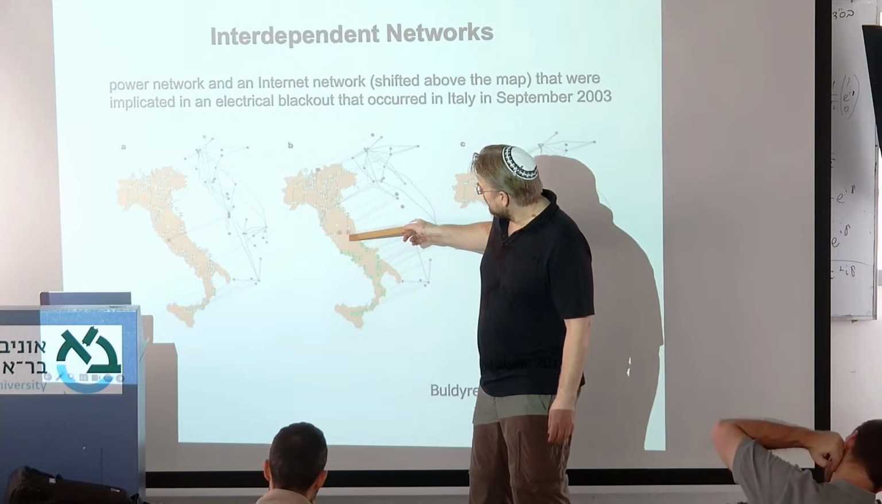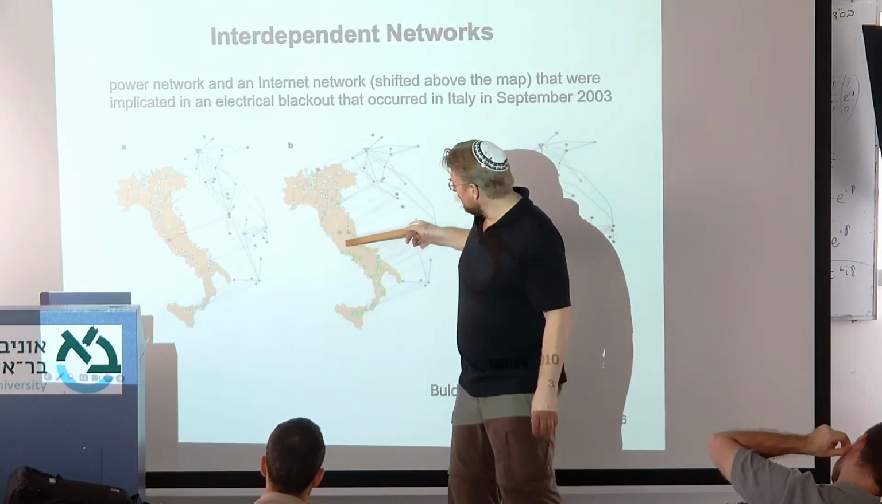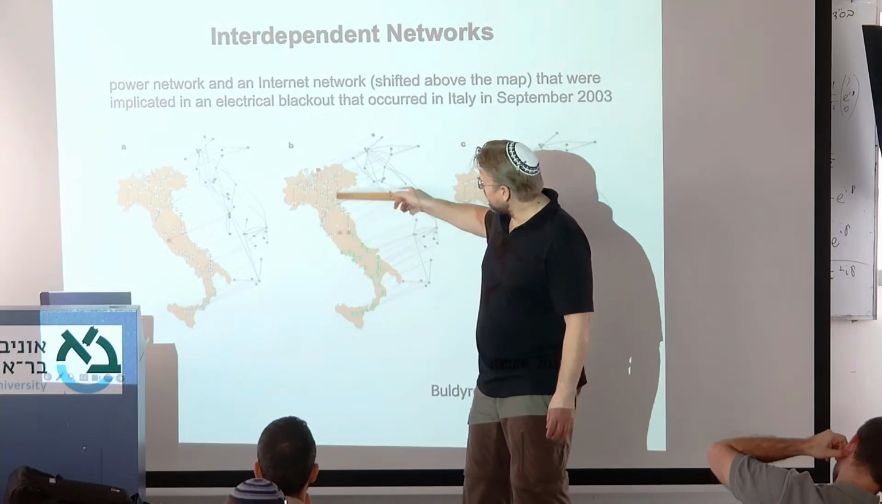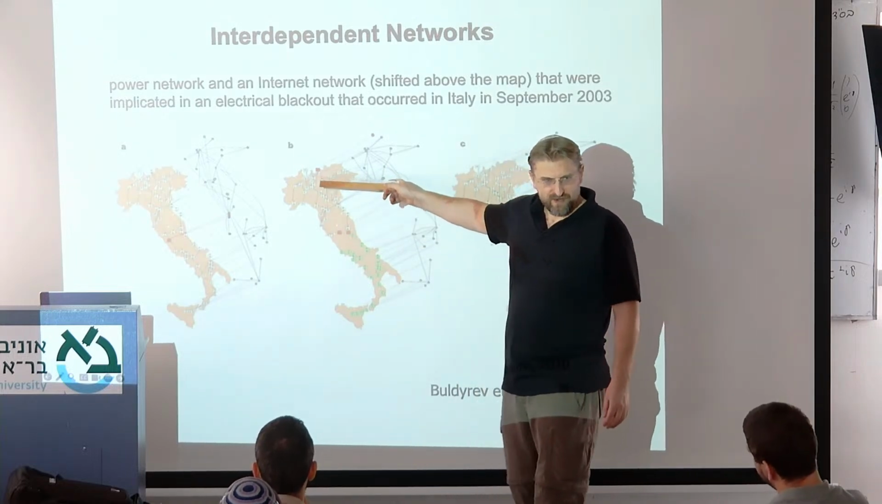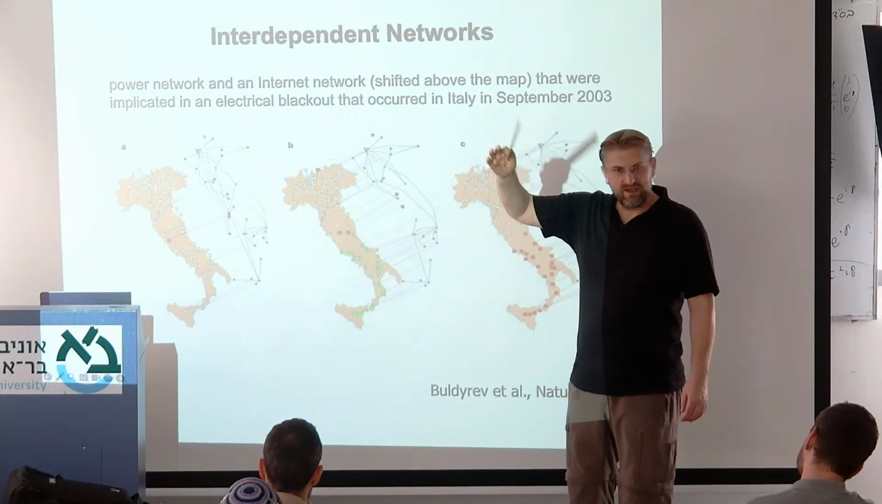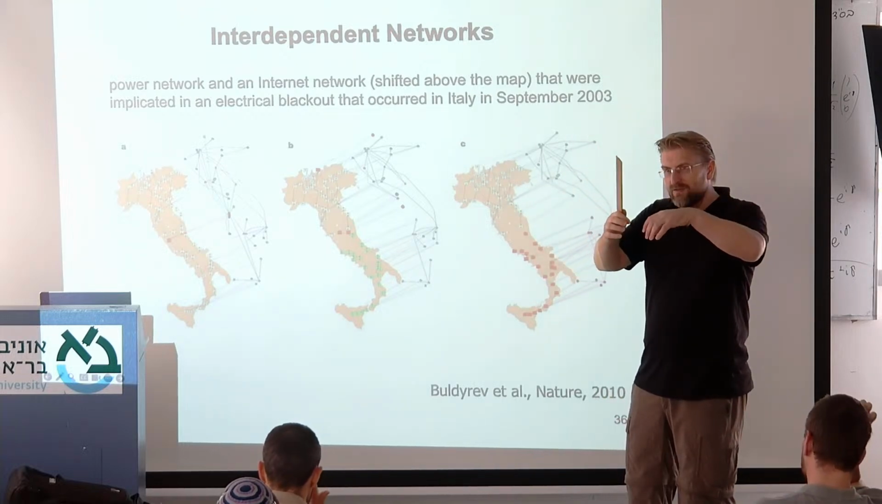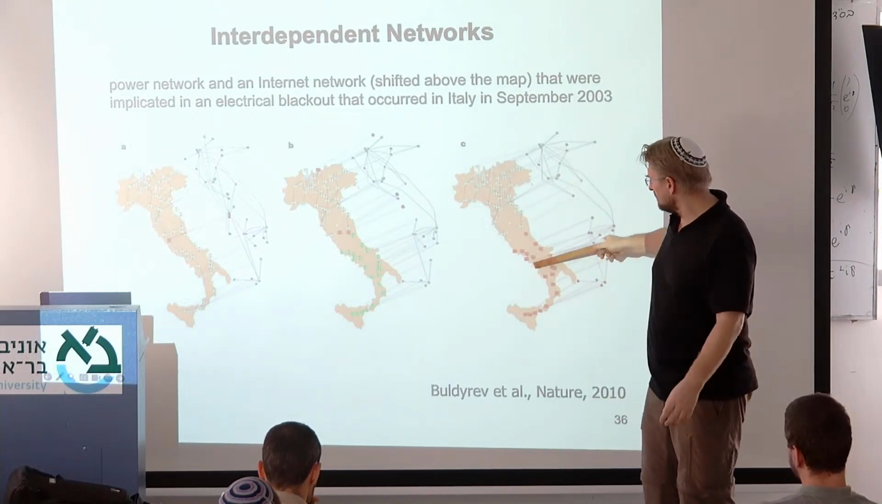So these 4 stopped functioning and led these 3 power plants to stop functioning. And they had their communication hubs, and they also collapsed. This happened very quickly. Very quickly, half of Italy was in the dark.